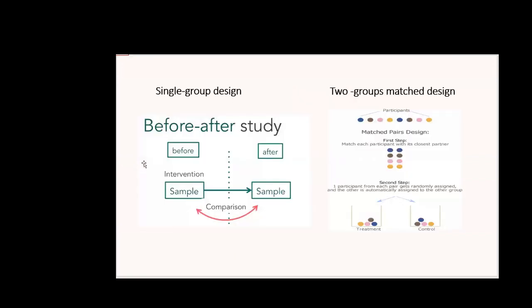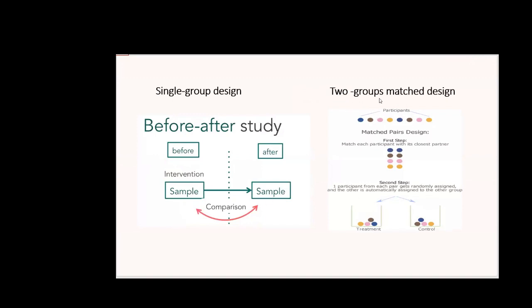This is one pictorial example for the single group before and after design. Before treatment, you take the sample and record the value, and then you give the treatment, and after treatment you record the value again.